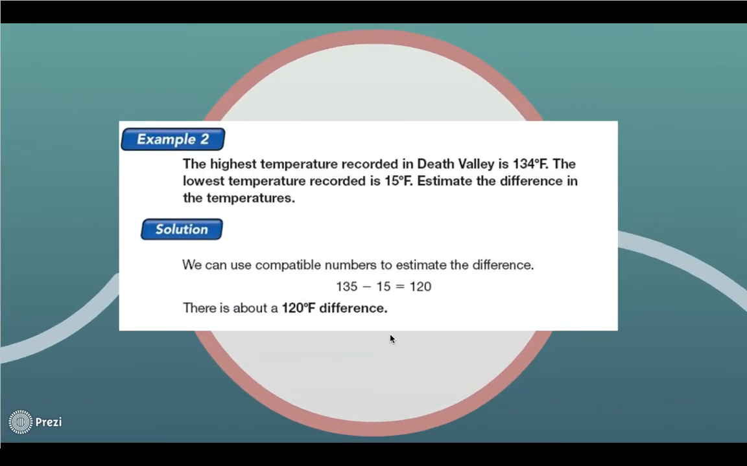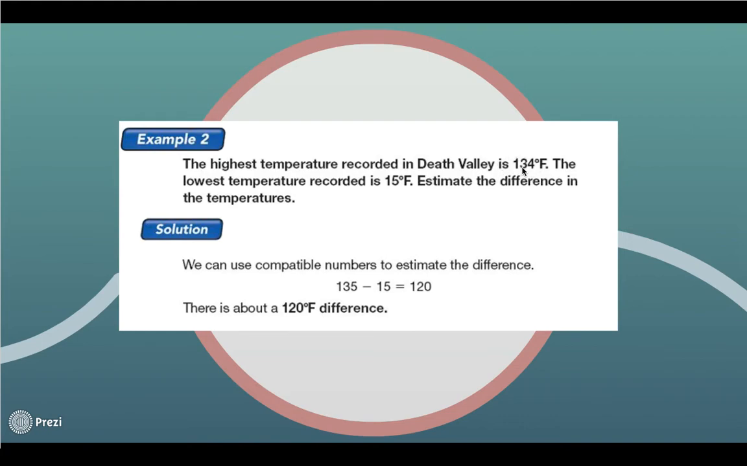In example number 2, it says the highest temperature recorded in Death Valley is 134 degrees Fahrenheit. The lowest temperature recorded is 15 degrees Fahrenheit. We're going to estimate the difference between the temperatures, okay? So estimate means we need to round. Now I'm going to use compatible numbers to do this because we have 15, which is kind of a round number, and so is 134.